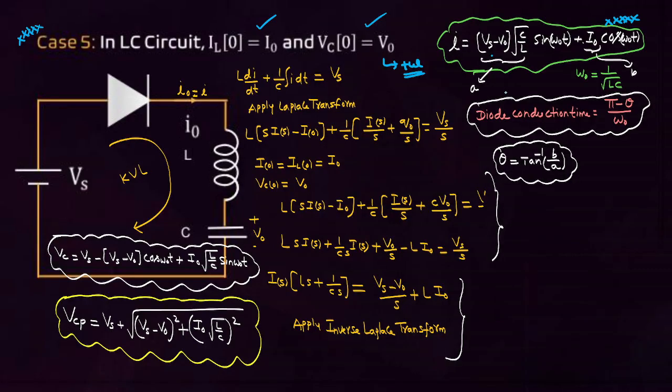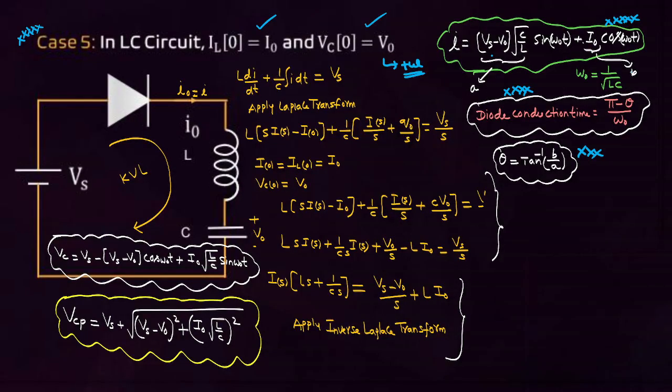But here the diode conduction time is changing. What is the diode conduction time? It is not pi root LC. It is pi minus theta by omega naught. How to find this theta? Theta is tan inverse b by a. What is this b value? What is this a value, friends?